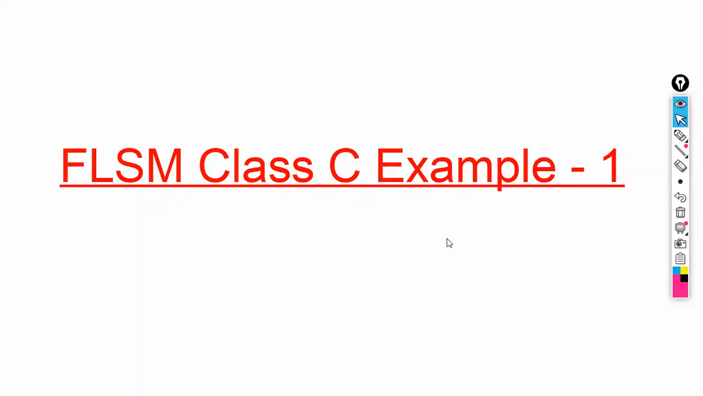Then guys, let us see the FLSM examples. As we have discussed, we can perform subnetting in two ways, FLSM and VLSM. In FLSM, we will see the class C, class B, and class A examples, and we are not going to cover VLSM. So let us see the class C FLSM example 1.